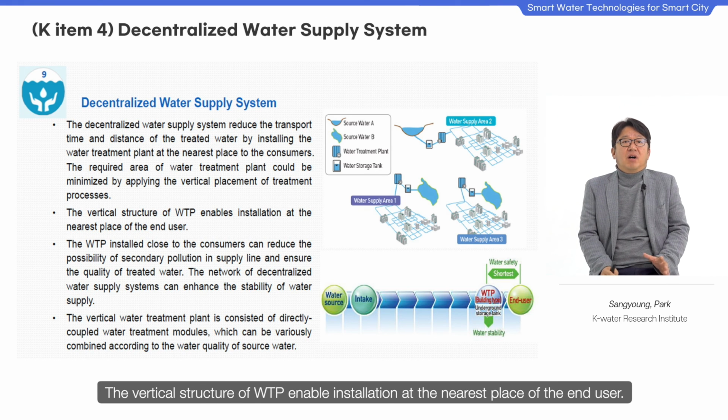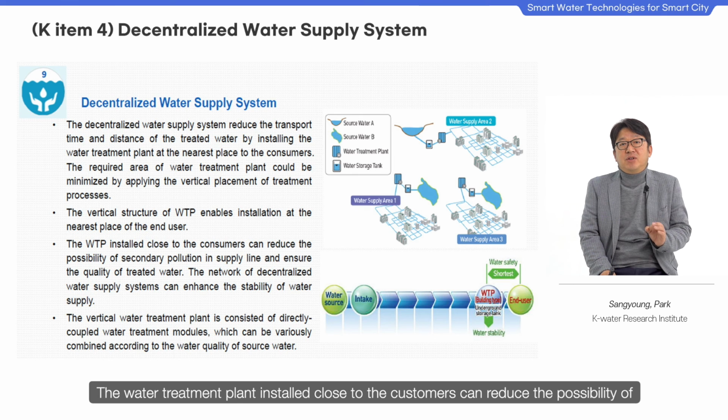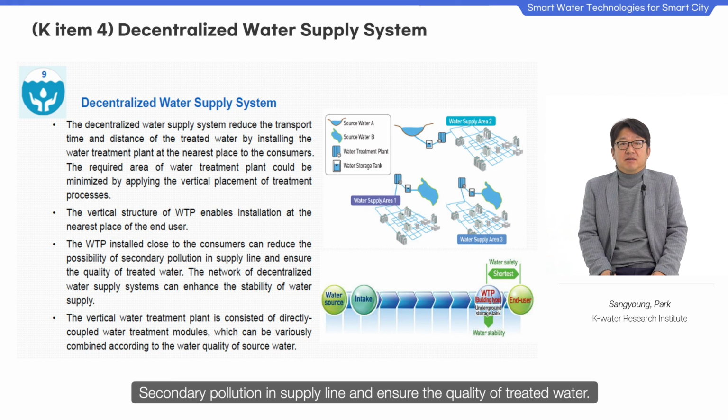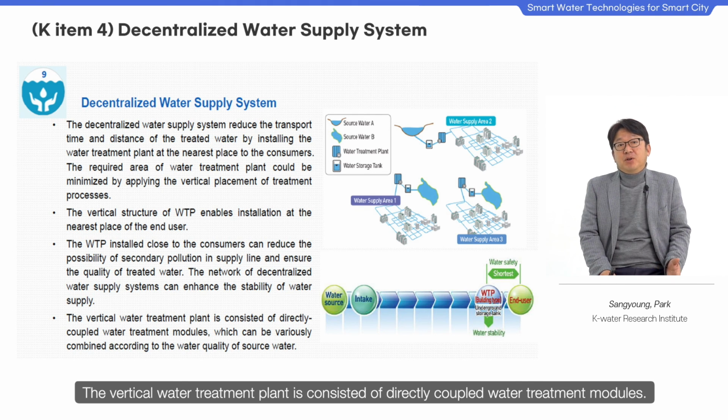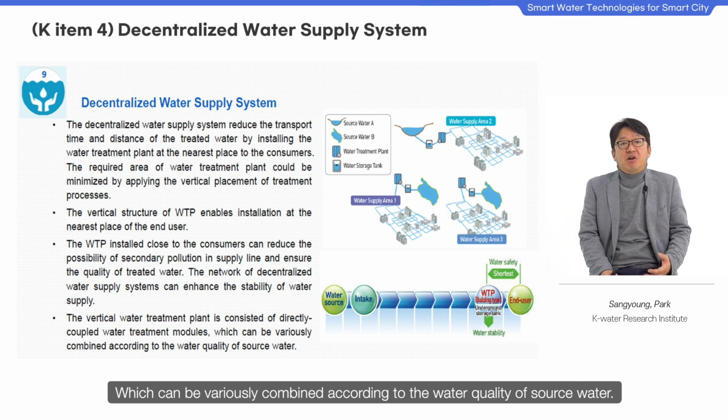The vertical structure of the water treatment plant enables installation at the nearest place to the end user. The water treatment plant installed close to the customers can reduce the possibility of secondary pollution in the supply line and ensure the quality of treated water. The network of decentralized water supply systems can enhance the stability of water supply. The vertical water treatment plant consists of directly coupled water treatment modules, which can be variously combined according to the water quality of the source water.